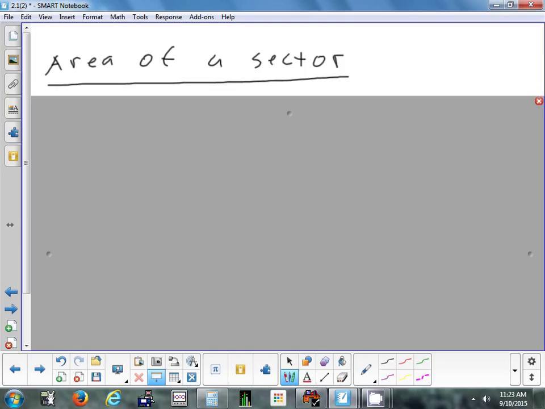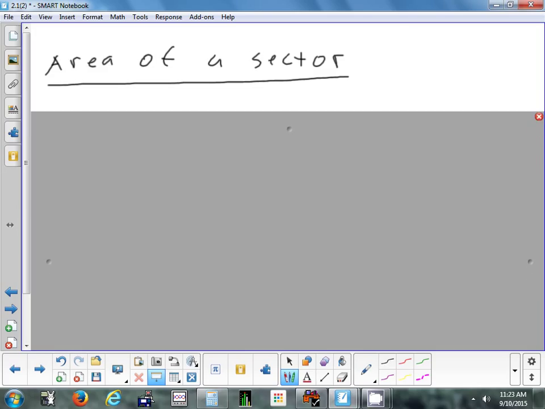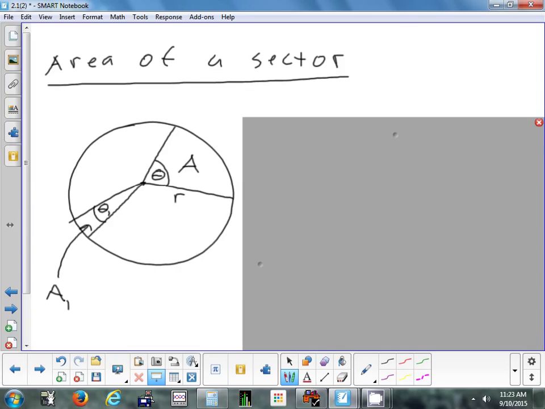Okay. The last formula we're going to look at is the area of a sector. A little bit different. Instead of finding the length of an arc, we're going to start out with the same kind of picture. We're basically going to find the area of this region in here. You can think of a sector as shaped like a piece of pizza. It's got two edges that are straight, and one curved edge on the top.